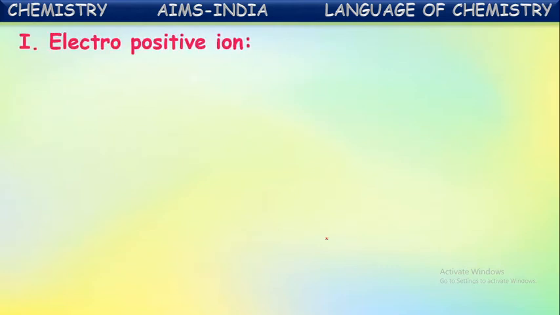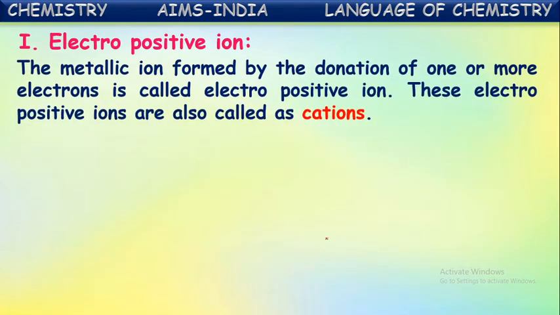Okay. Now let us see electropositive ions. What does it mean by electropositive ions? The metallic ions formed by the donation or the loss of one or more electrons are called electropositive ions. Electropositive means electrically positive charged particles, nothing but that. They attain positive charge when they lose electrons. So the ions formed by the donation of either one or more electrons are called electropositive ions. These electropositive ions are called cations.